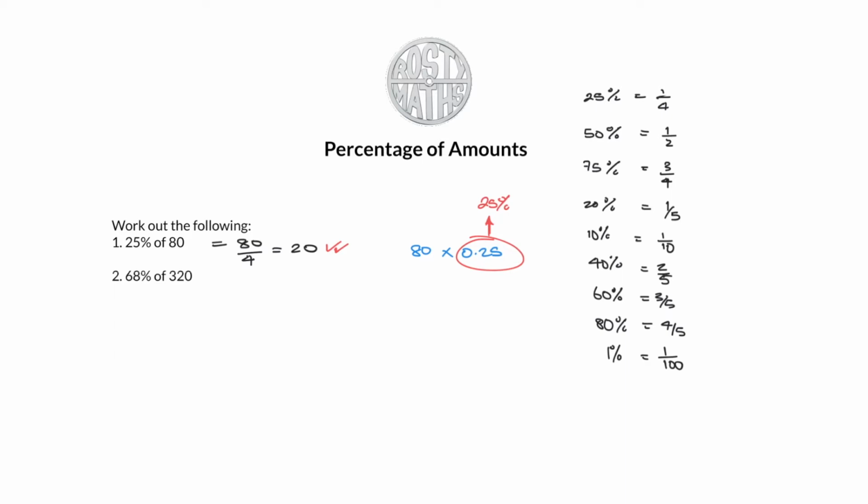So in the next question, I need to find 68%. Now let's say I don't have a calculator to do this. What can I do in order to make this possible?